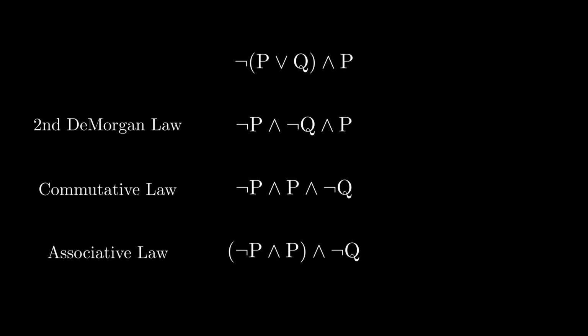The conjunction in the brackets here will never be true, since a statement and its negation can never both be true at the same time. And if this is always false, then the larger conjunction with not Q will also always be false.